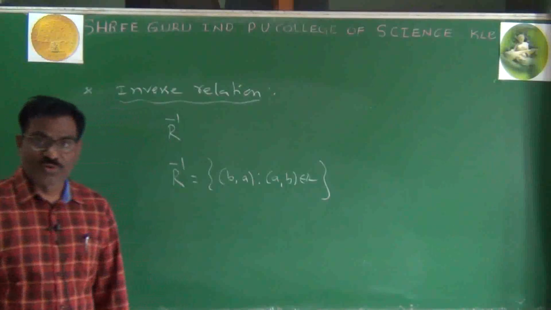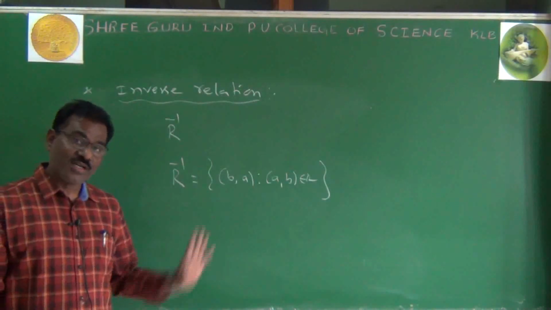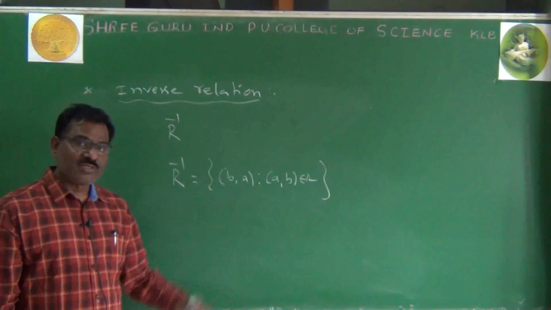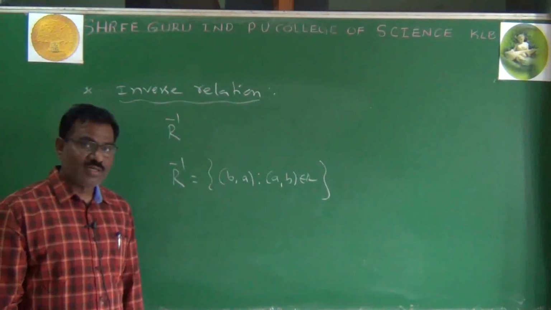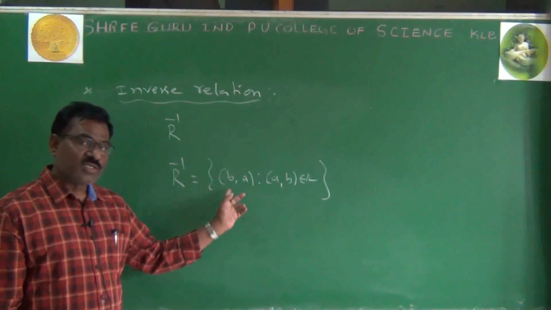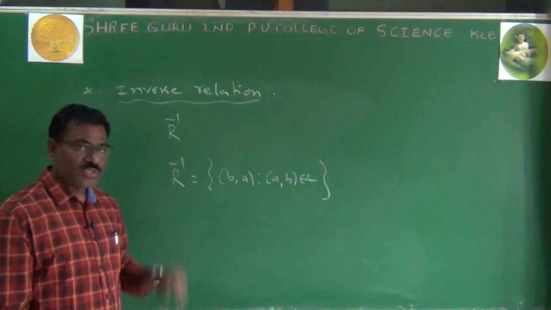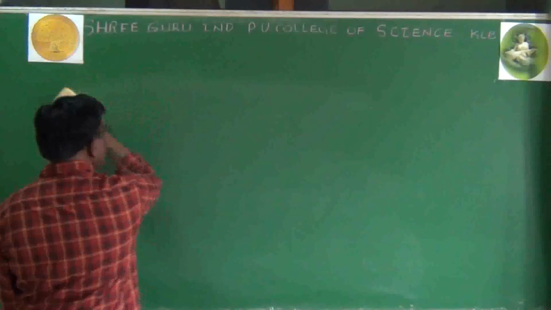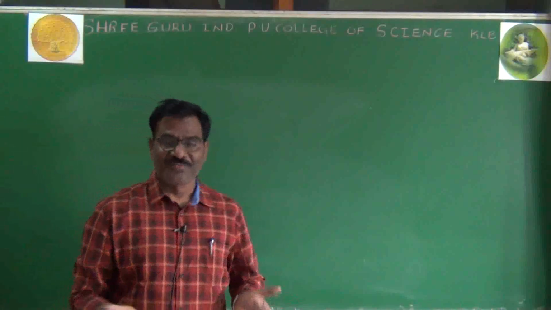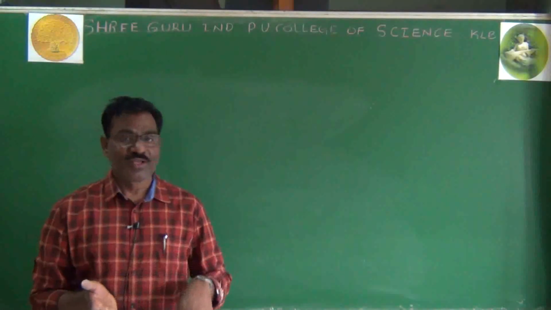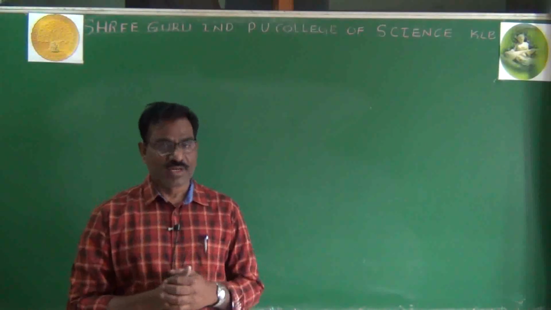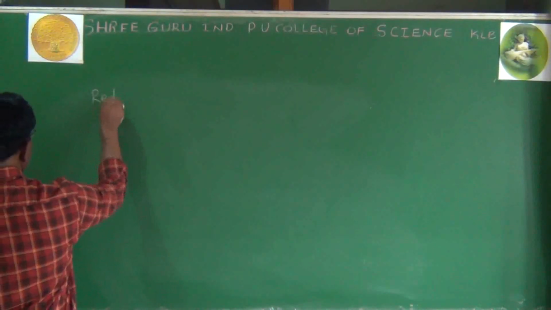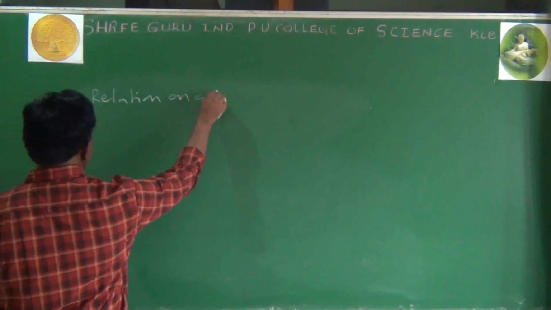So this is the most important definition. It is called the inverse relation. In R, (a, b) is there, and we take the reverse, which is (b, a). This is A to B, and this is B to A, the relation R inverse. This is also an important definition. Once again repeating: relation, domain, range, and inverse relation. One more definition I am explaining: relation on a set.